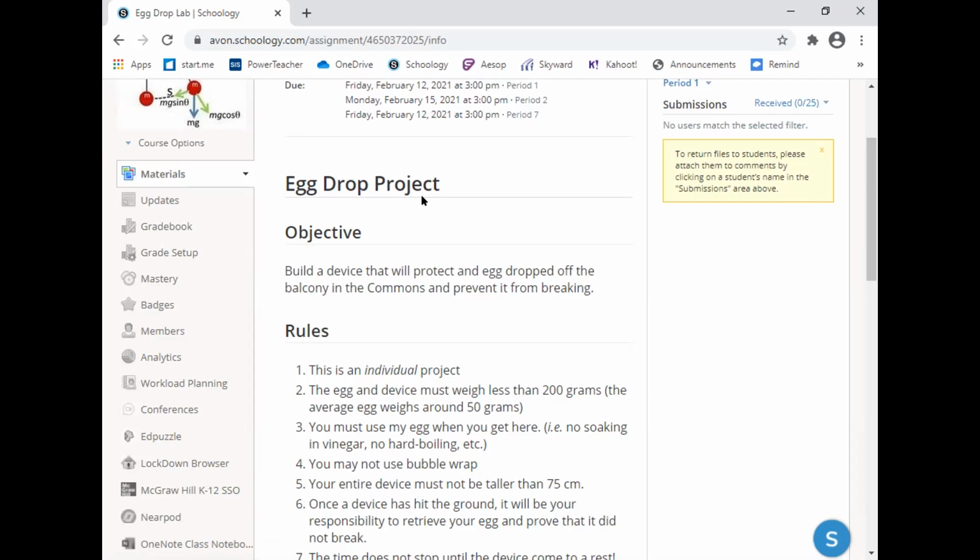All right, here are the rules for this. So you may have done something like this before.